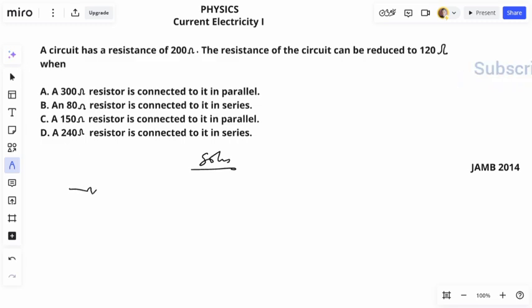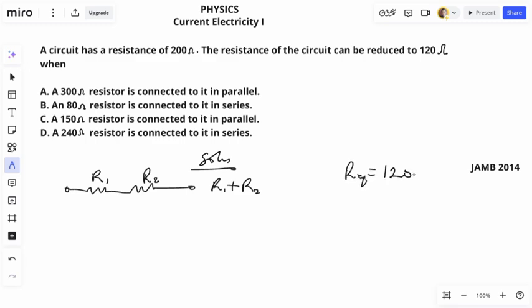So for the series, first resistor, second resistor, R2. You know, for series connection, the equivalent resistance here can be given by what? R1 plus R2. So if we want the total resistance, or the equivalent resistance, R equivalent, to be 120 ohms, and one of these resistors is 200 ohms, is there any number that you can add here to make this 120? What value of resistance are you going to add here?